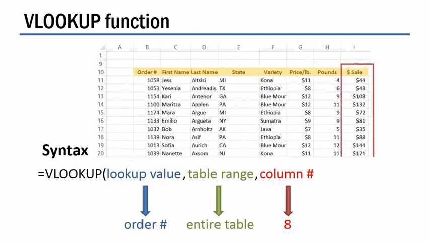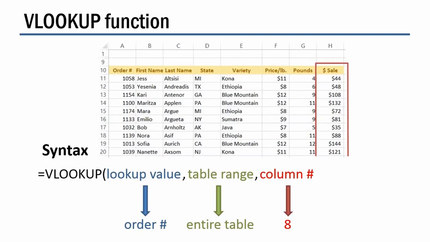So let's say, for example, if we start the table in column B, then the sale column is still going to be the 8th column, but it's going to be in column I instead of column H. So that's why we're referring to the actual column number of the data table, not the column of the worksheet.